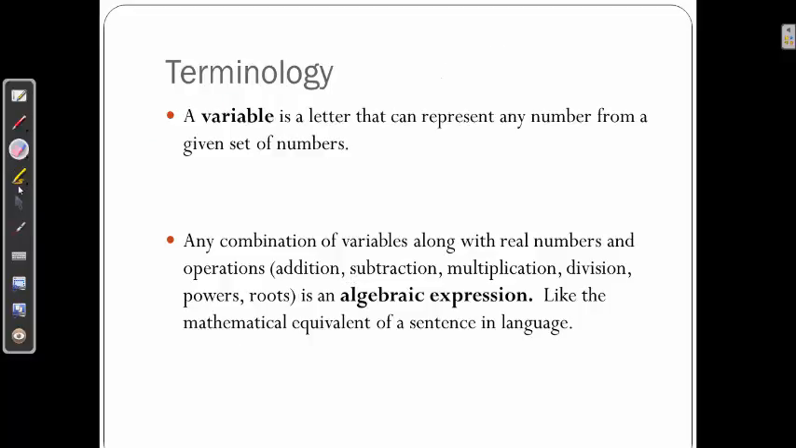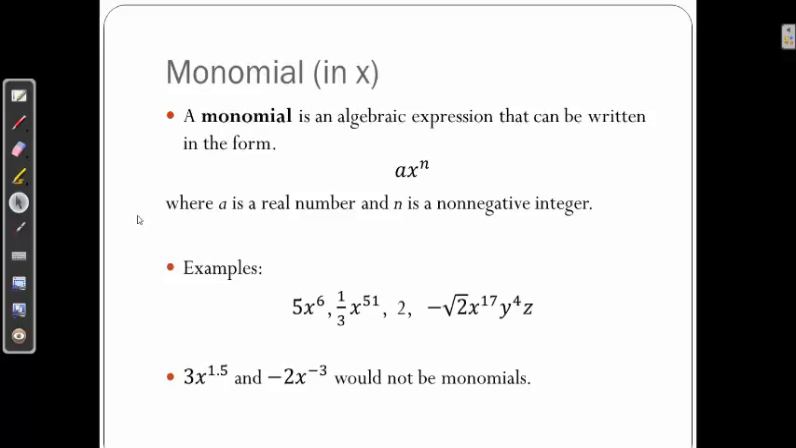We're going to talk about a specific type of expression. And that type of expression is polynomials. But first, we're going to build up polynomials by talking about monomials. So here's the definition for a monomial in X. It could be in any variable. I just, for simplicity's sake, chose it to be a monomial in X. A monomial is an algebraic expression you can write in this form, a x to the n. The important parts: a is a real number, that's not very restrictive, but n has to be a non-negative integer.